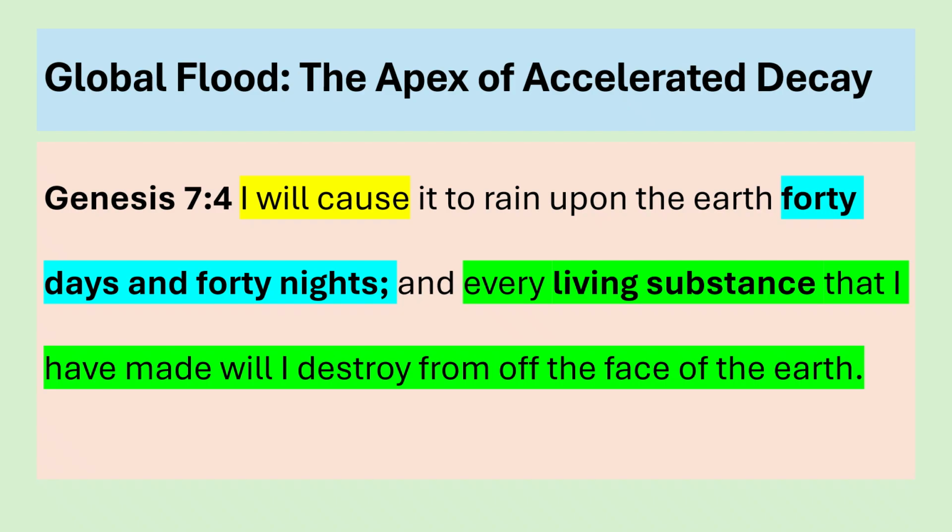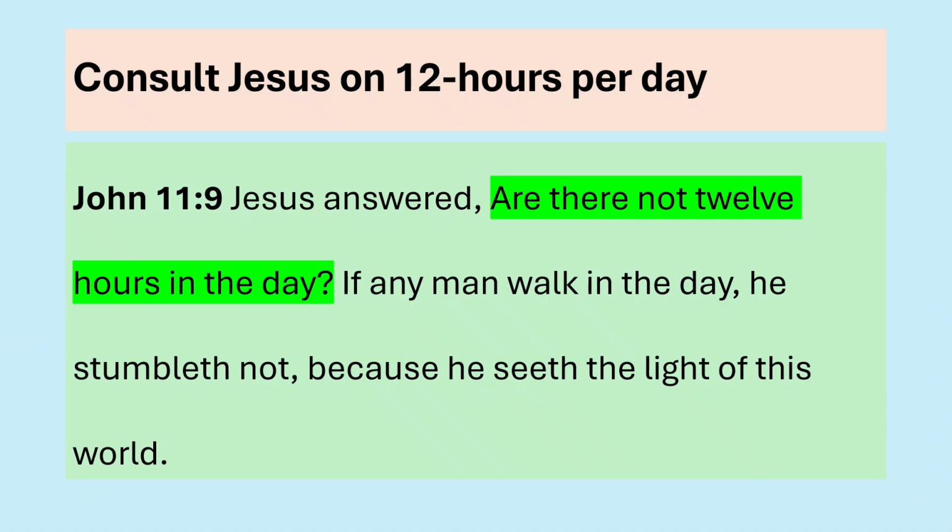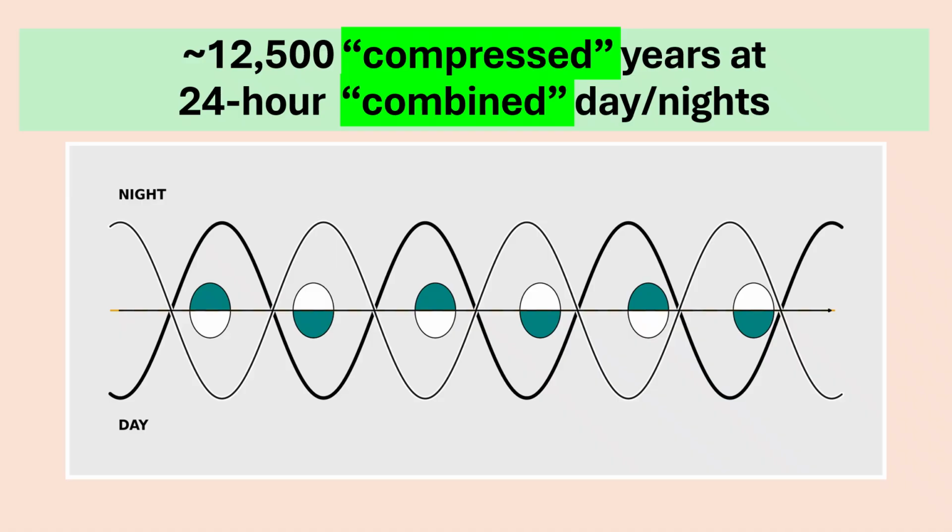He said he would cause it to rain 40 days and 40 nights. Every living substance, he said, he would destroy. And then we can consult Jesus on 12 hours per day. He was giving us the urgency involved in the time to do our work and accomplish what we're here to do, similar to the 40 days the Ninevites were given, during the day is when you would have to make the preparations. And here I just simply added this as we notice compressed years and compressed day-nights in creation.